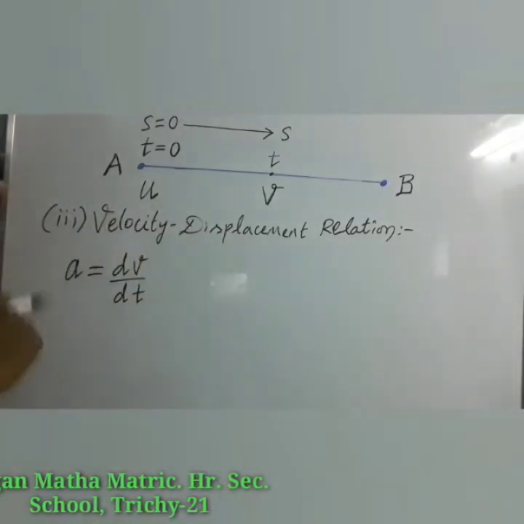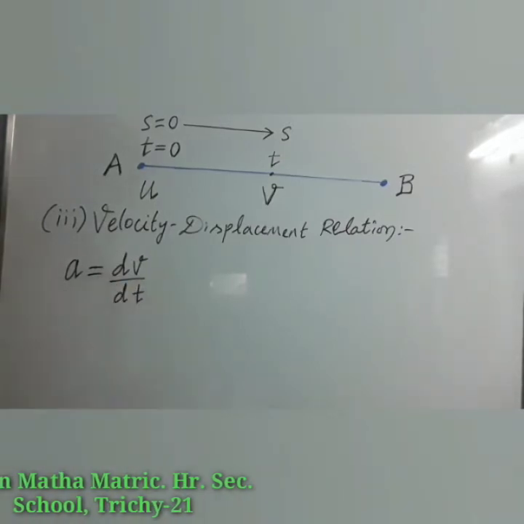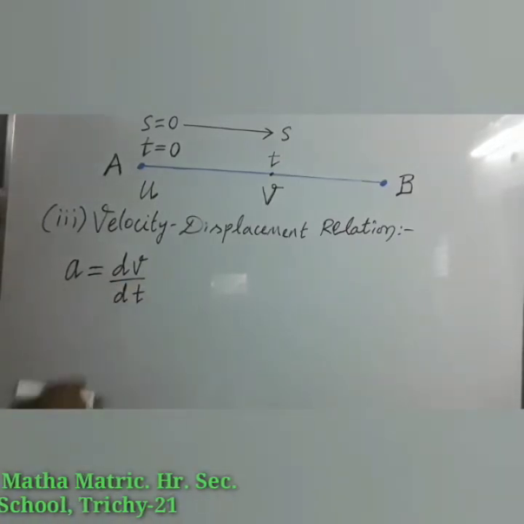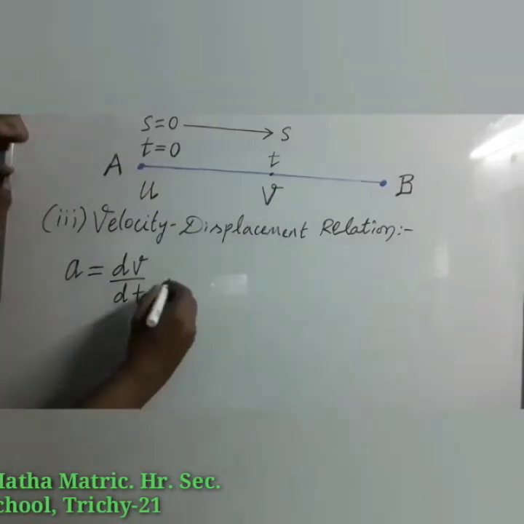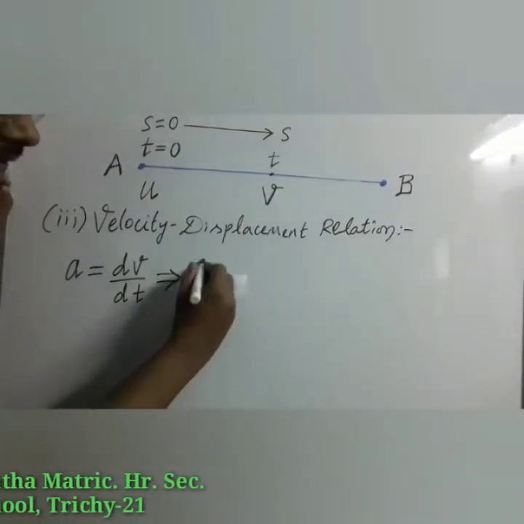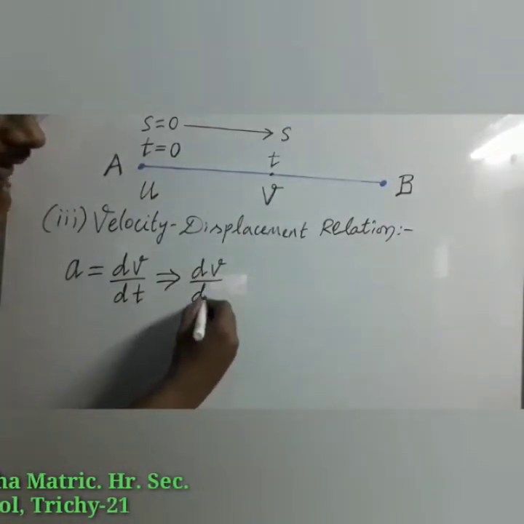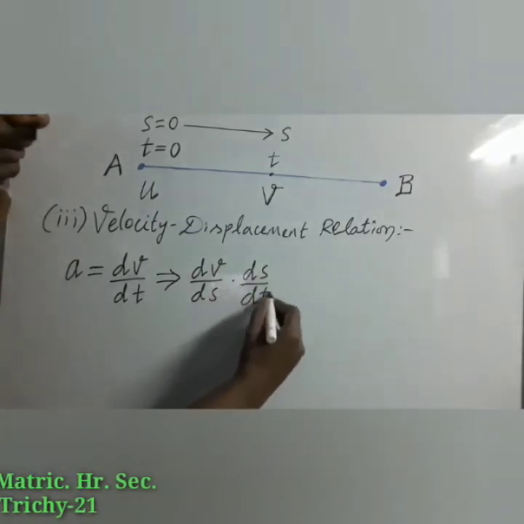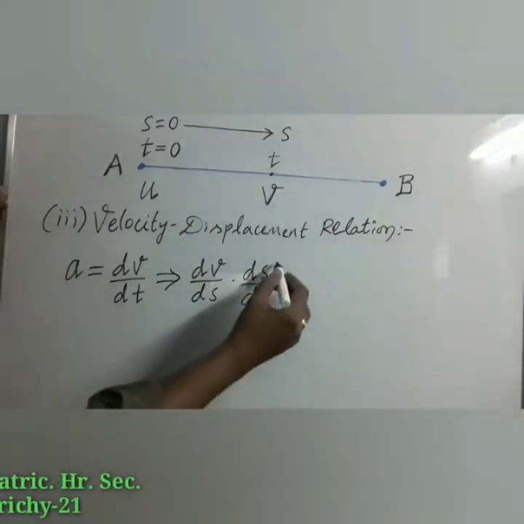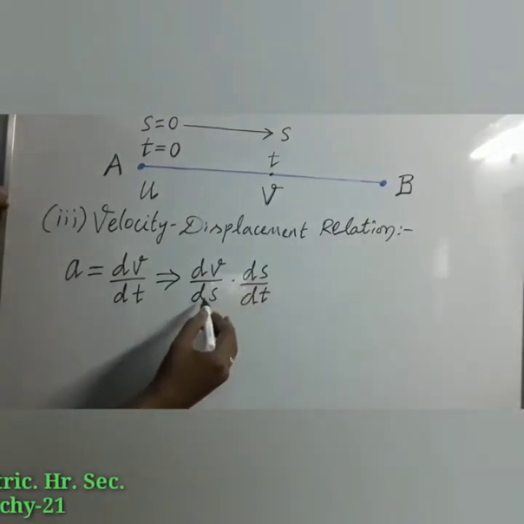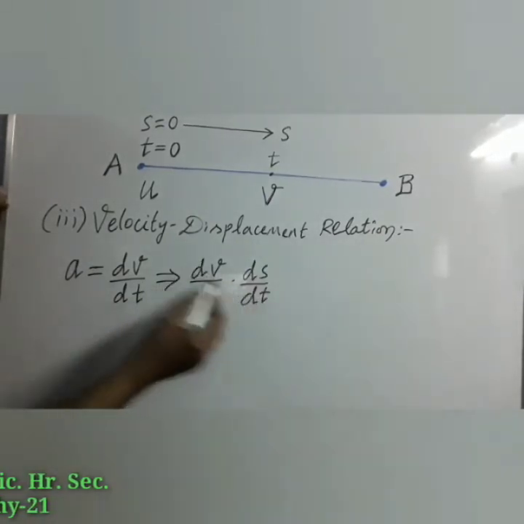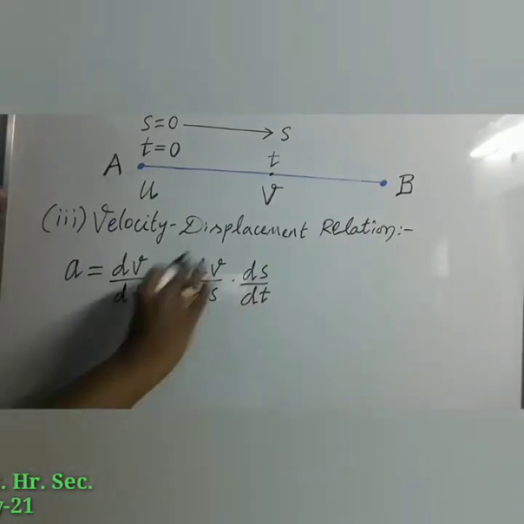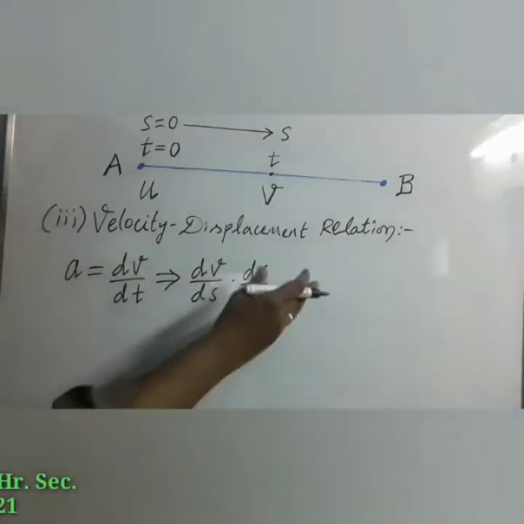So once again I am going to take the acceleration. Acceleration is the rate of change of velocity with respect to time. Here I am going to multiply and divide by ds. dv divided by ds into ds by dt. So here ds can be cancelled. So what will be the remaining value? dv by dt. So the value will not be changed. The basic expression will not be changed.